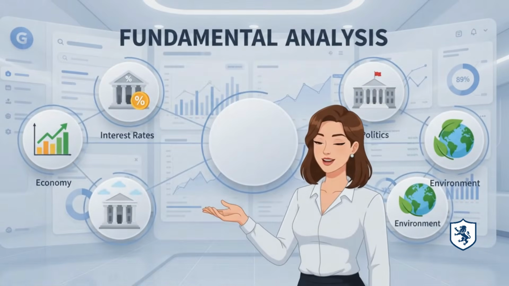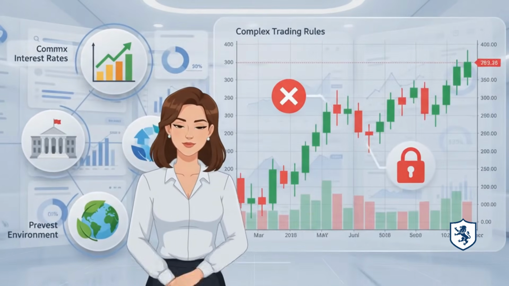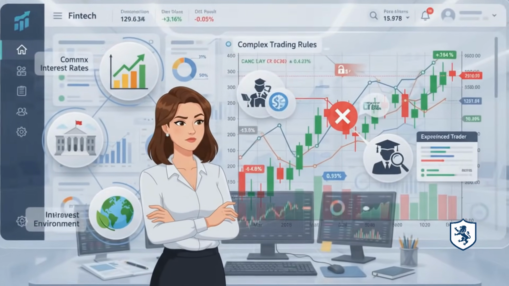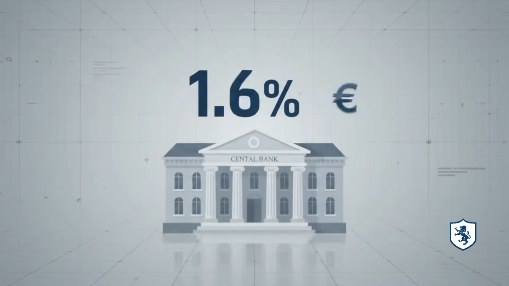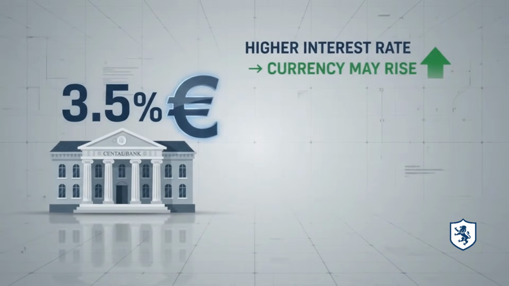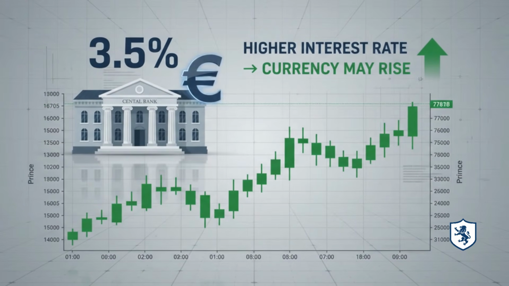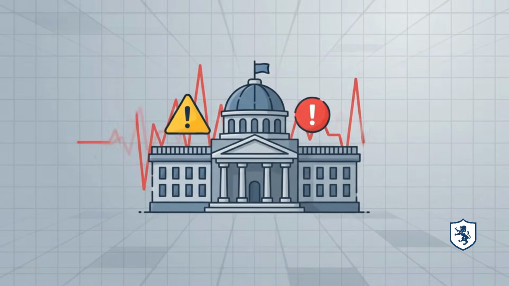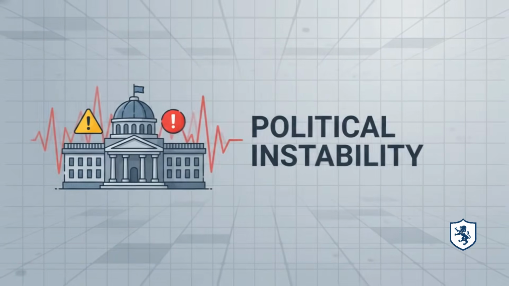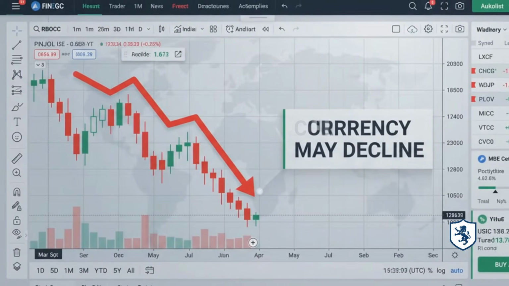Fundamental analysis studies the economic, political, and environmental factors that affect the price of their financial instruments. For example, a high interest rate monetary policy might see the corresponding currency surge higher. On the other hand, an unstable political system could see the corresponding currency decline.